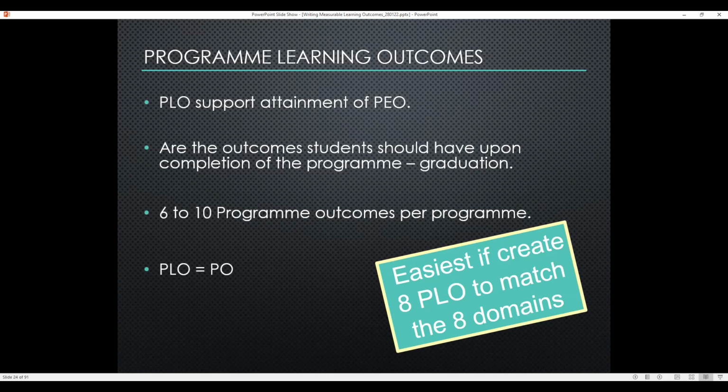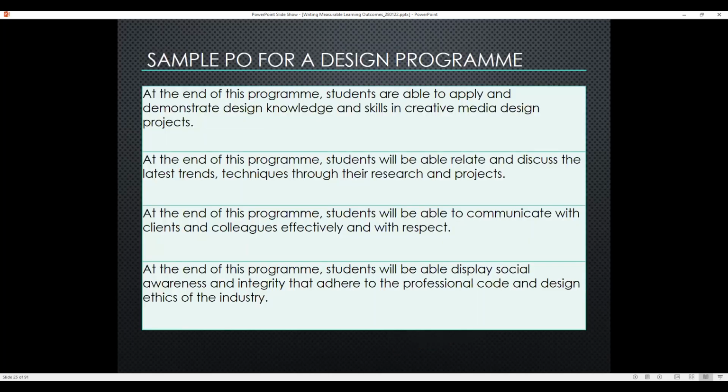But we will always suggest that it's easiest, if you remember just now I showed you the 8 domains, to just create one PLO for each domain. But then again, like I said, you got to also refer back to your own program standard because sometimes there are certain recommendations that you would need to follow.